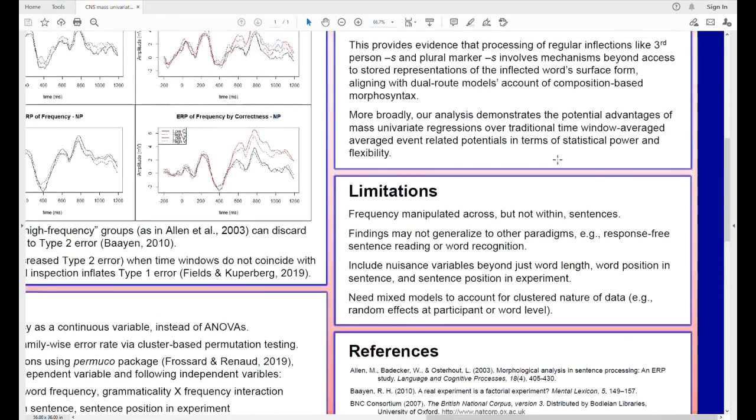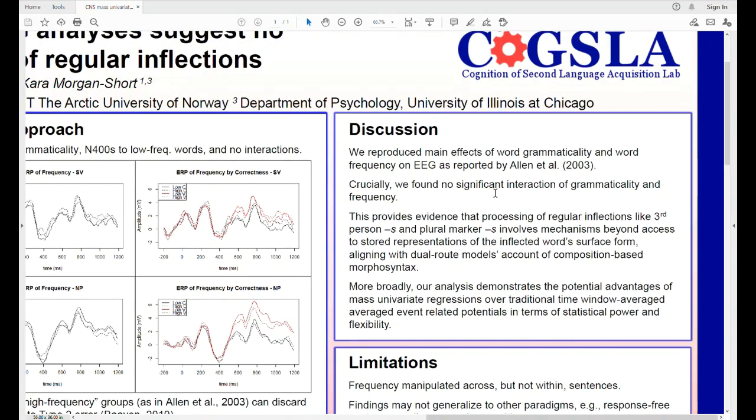So, our findings reproduce Allen and colleagues. We found main effects for grammaticality and main effects for frequency, but no interaction of grammaticality by frequency. This supports the dual roots model's account of rule-governed composition instead of stored representations of surface forms in processing of these two morphosyntactic inflections. More broadly, our approach illustrates how mass univariate analyses can be implemented to retain per trial and per time sample information in EEG analyses.